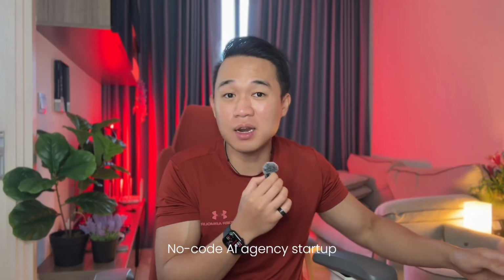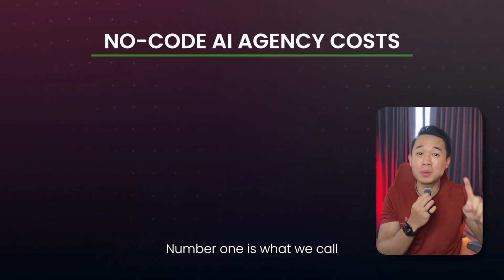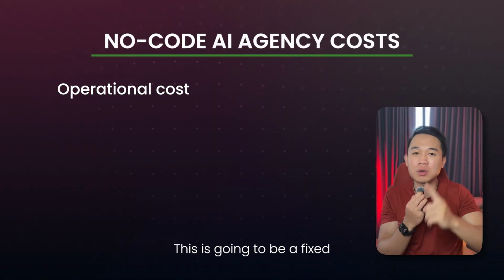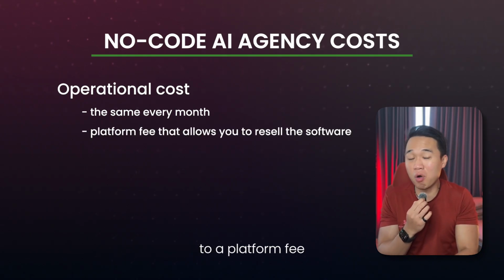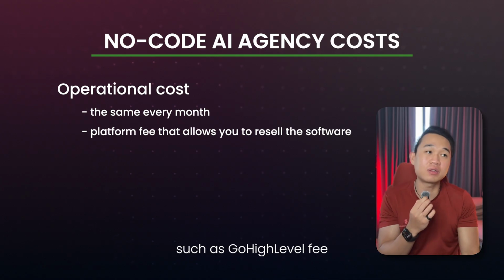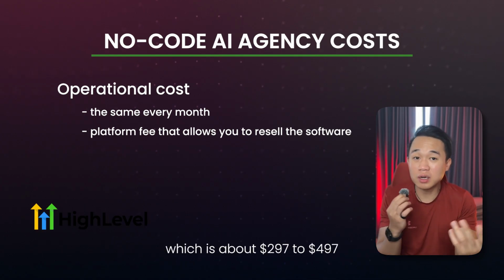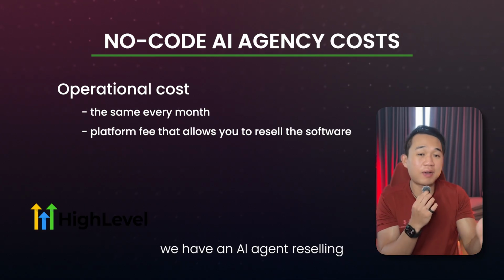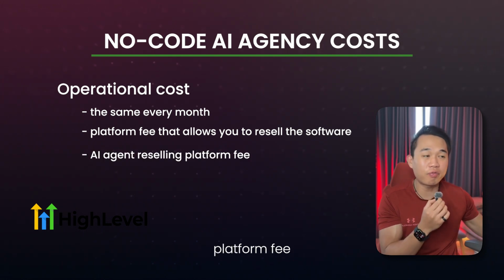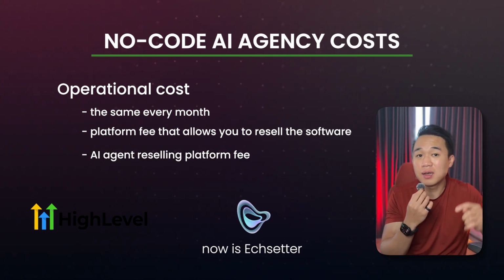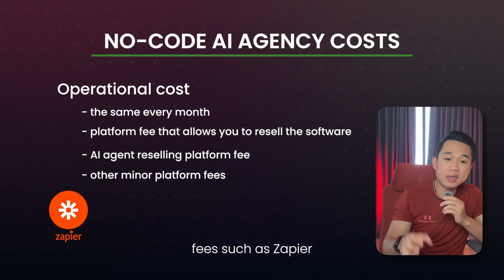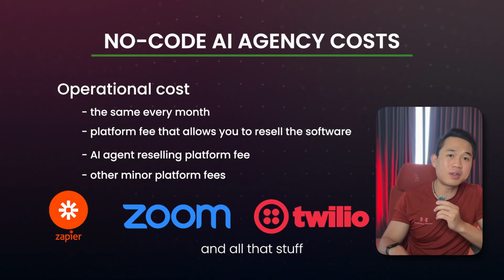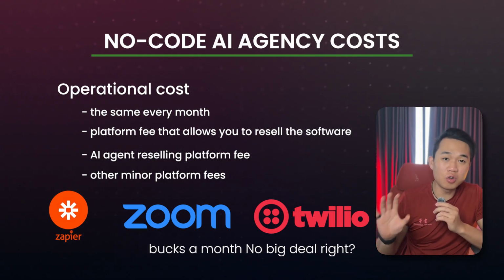To understand the true cost of running a no-code AI agency startup, you need to know there are two costs involved. Number one is what we call an operational cost. This is a fixed cost, the same every month. It includes a platform fee that allows you to resell the software, such as GoHighLevel, which is about $297 to $497. After that, we have an AI agent reselling platform fee, and the one that we're using right now is EchoSetter. Again, link in the description. On top of that, we have other software fees such as Zapier, Zoom, and Twilio and all that stuff. Those are a few hundred dollars a month, no big deal, right?